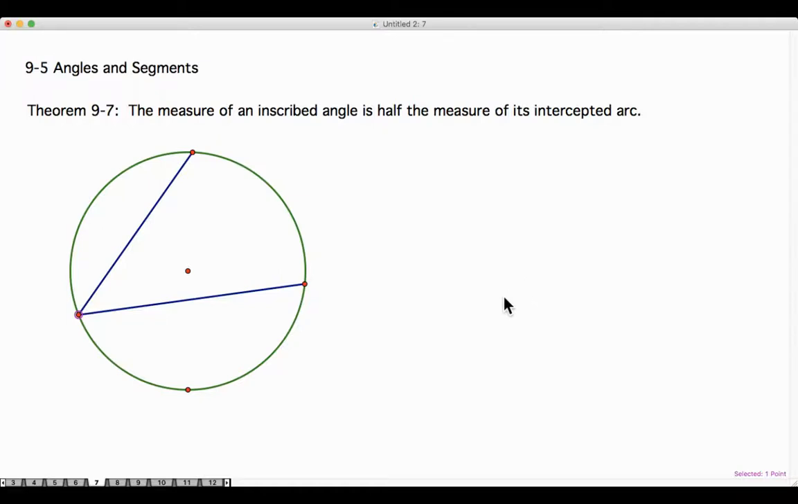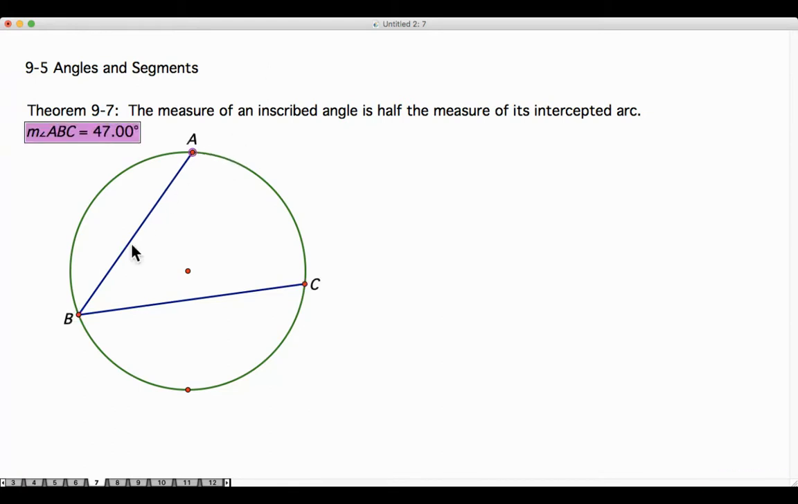Theorem 9.7 is a big one. The measure of an inscribed angle is half the measure of its intercepted arc. Let's take a second to think about what this says first, and then I'll give you some reasons to believe it's true. So in this case, we have an inscribed angle.